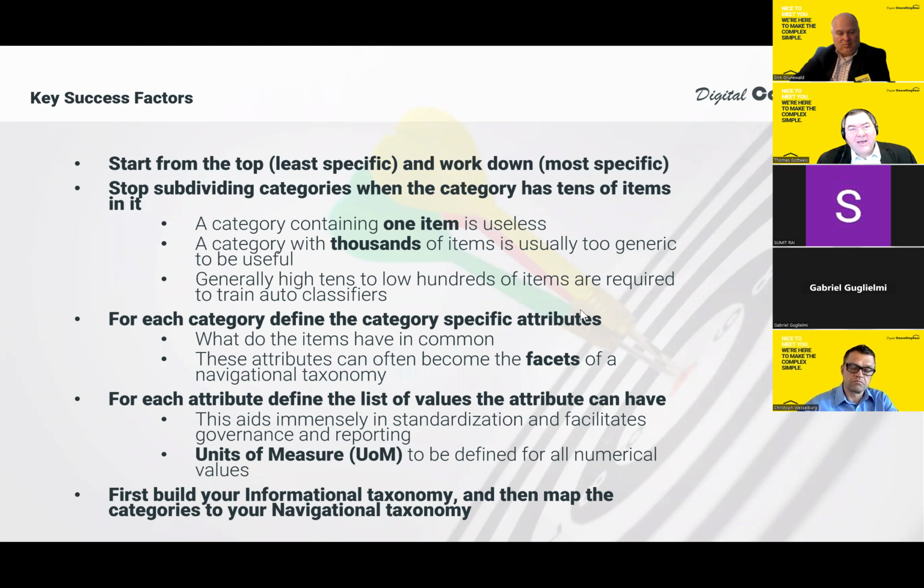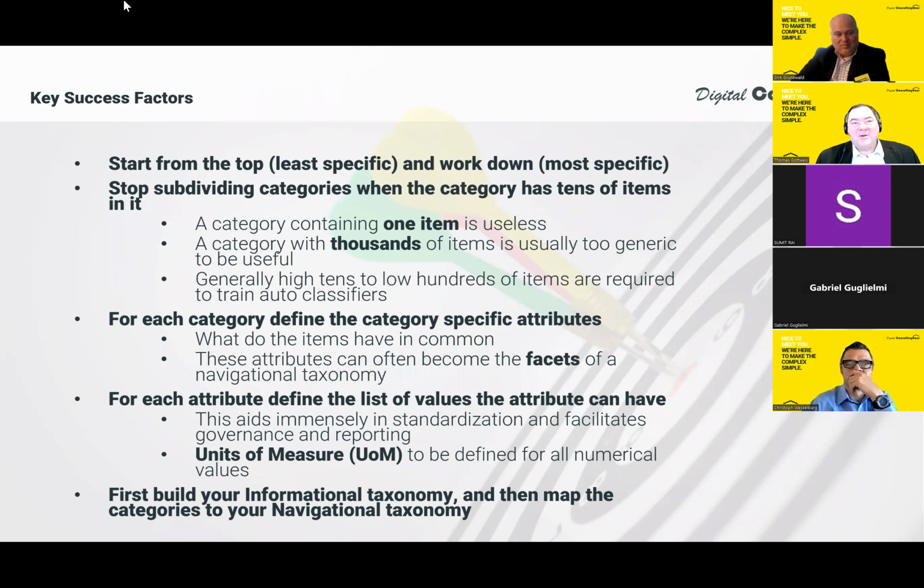If you don't do that as you're defining your taxonomy, you're going to spend an awful lot of time later on doing data cleansing, which is great for us because we do that too. But today we're here to try and give you pointers on how your exercise in creating a taxonomy can be most successful.